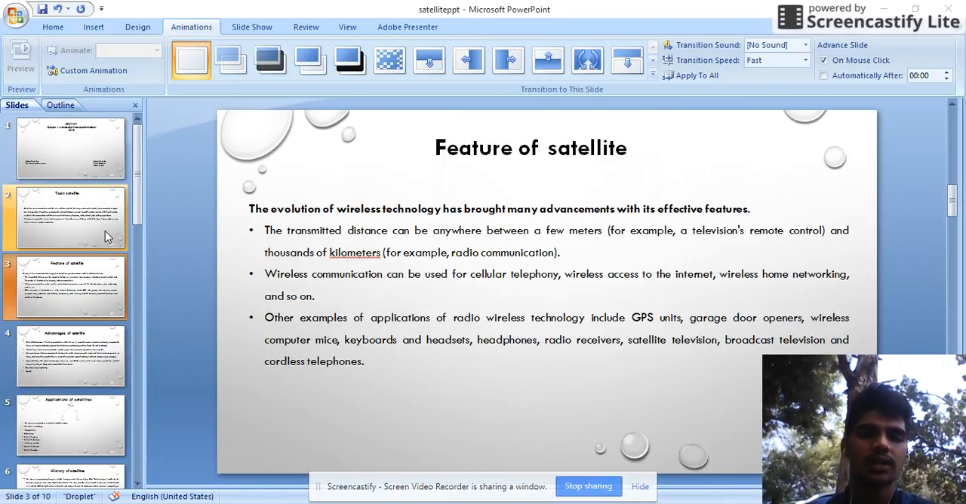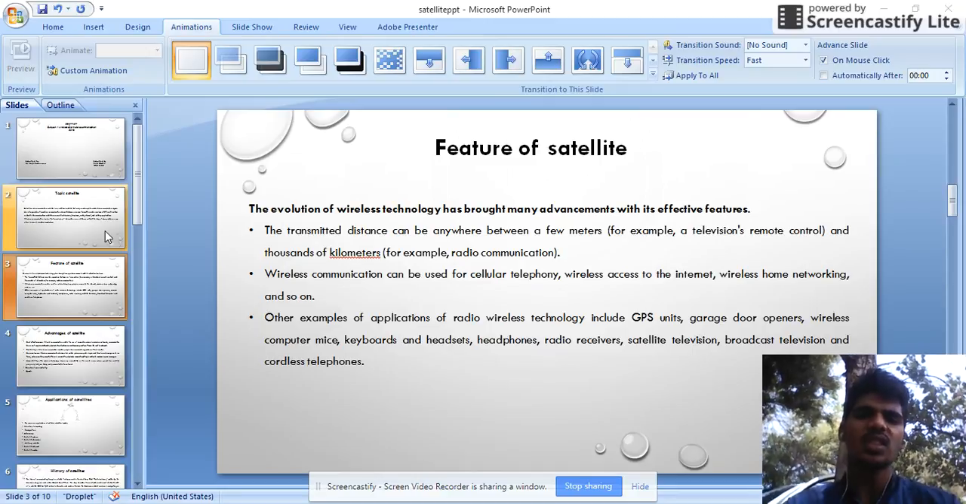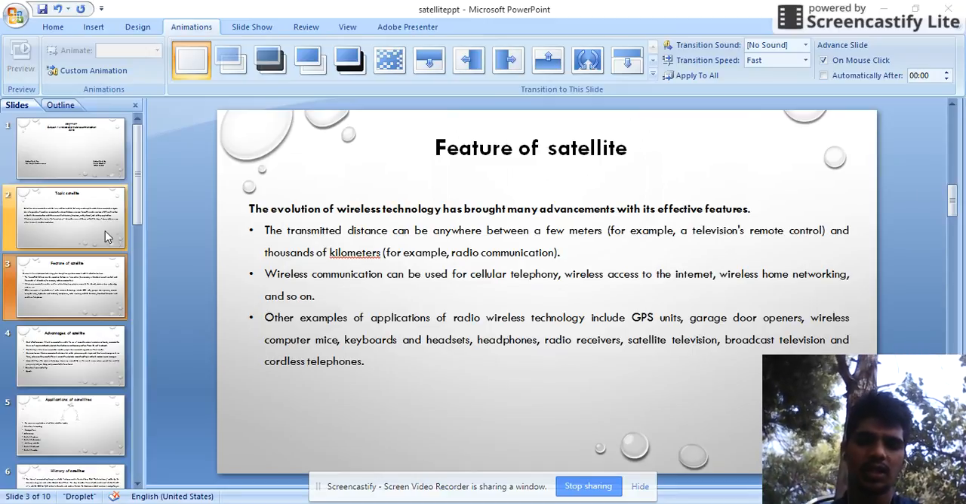Wireless communication can be used for cellular telephones, wireless access to the internet, wireless home networking, and so on. Other examples of wireless technology include GPS, garage door openers, wireless computer mice, keyboards, and handsets, headphones, radio receivers, satellite, etc. These all are features of satellite communications.